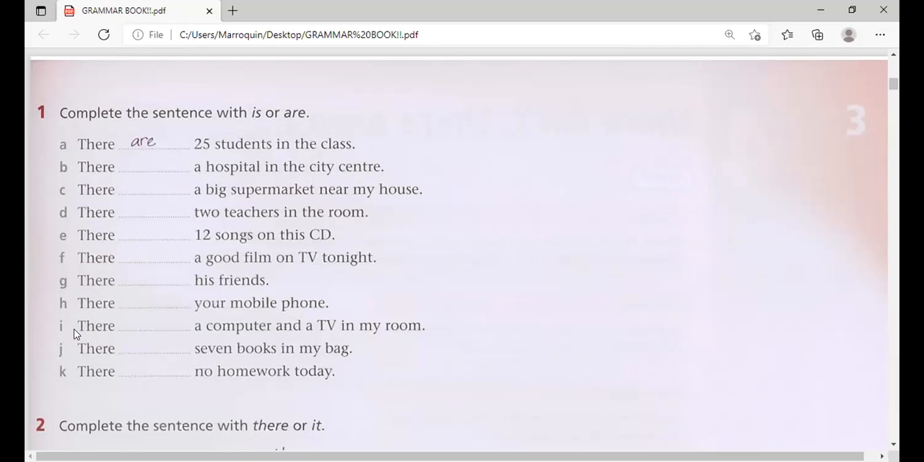There are seven books in my bag. Okay. And letter K. Chaos in kilo? There is no homework. Excellent. There is no homework today. All right. Questions?